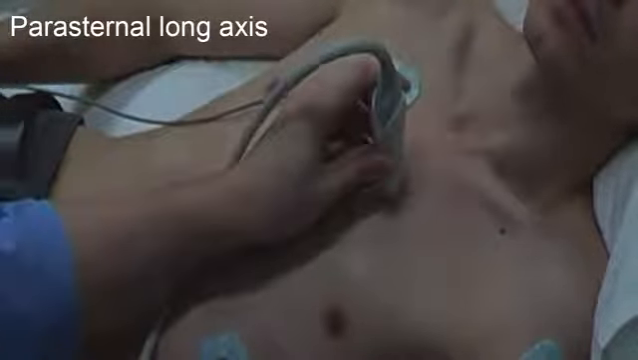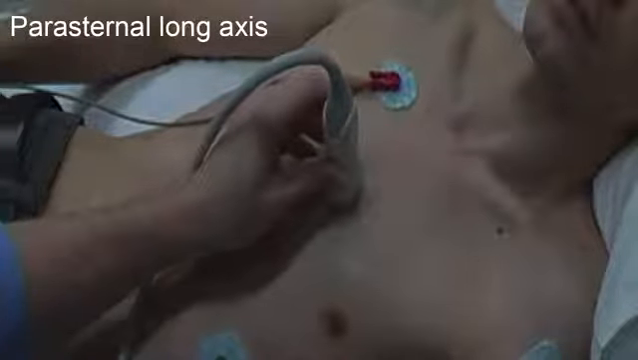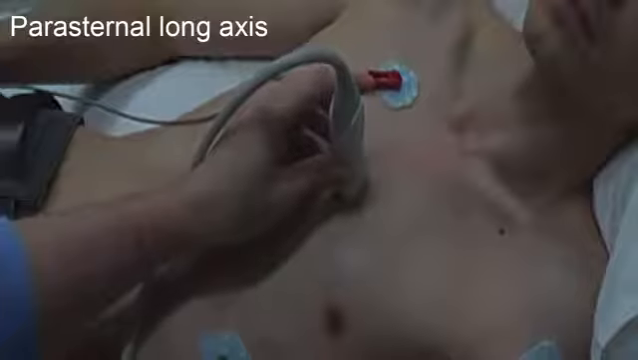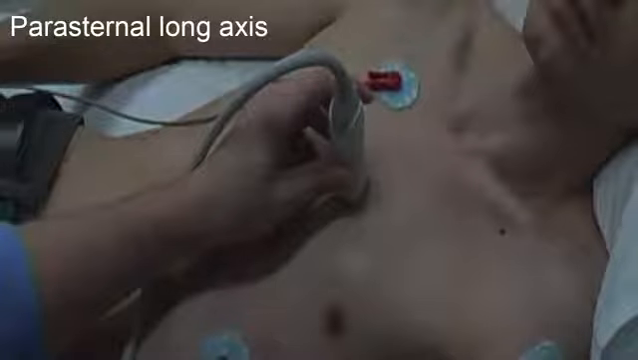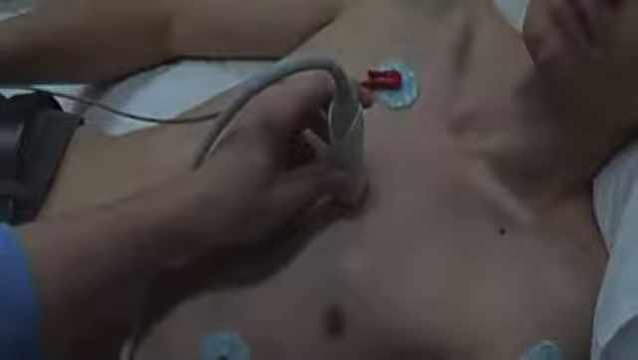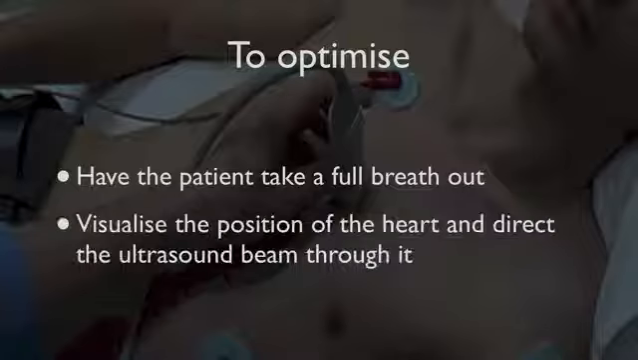The parasternal long axis. Position the probe marker towards the patient's right shoulder. Start in between the 3rd or 4th intercostal space in the left parasternal position and continue to move down a rib space until you can achieve an adequate view. You may need to get the patient to take a full breath out to collapse the lung to improve your image. It's important to visualize where the heart may be positioned within the chest and direct your ultrasound beam towards the heart.